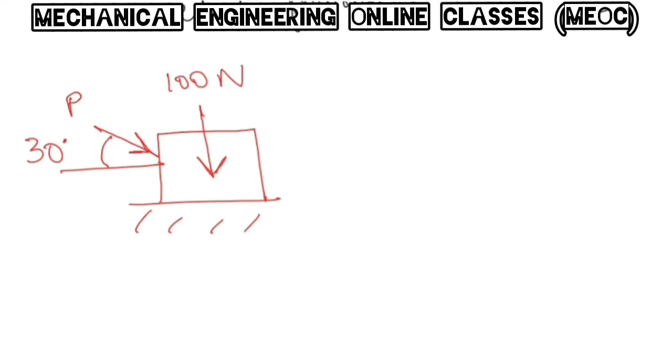Let us solve the second case. So case 2 is where P is 60 Newton. The weight of the block is not changing, it is 100 Newton only. The normal reaction is vertically upward, friction is leftward. So this is the FBD. Now again, let F be the frictional force required to maintain the static equilibrium condition.